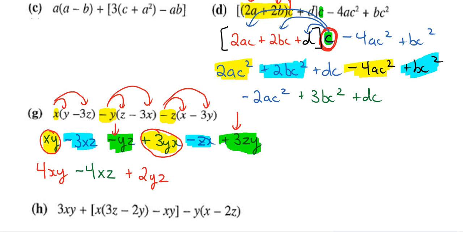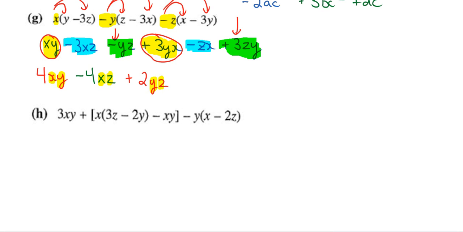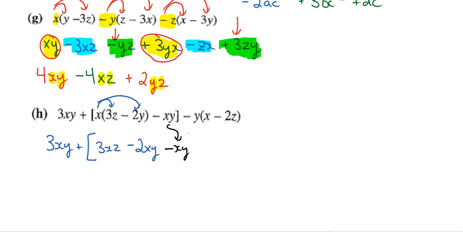Once again, you can feel free to interchange these letters. So maybe your answer may not be exactly like this, but the letters can be interchanged. Okay, let's move on to the next one, h. So this is going to be 3xy. That doesn't change. Now, if I go through the brackets here, that's going to give me 3xz minus 2xy, and then this minus xy here just tags along. And then here we can go right through the brackets. That's going to be negative yx, right through the brackets, plus 2yz.